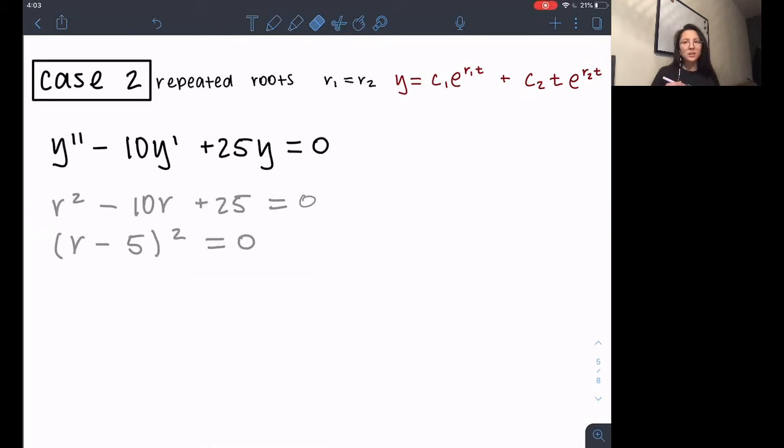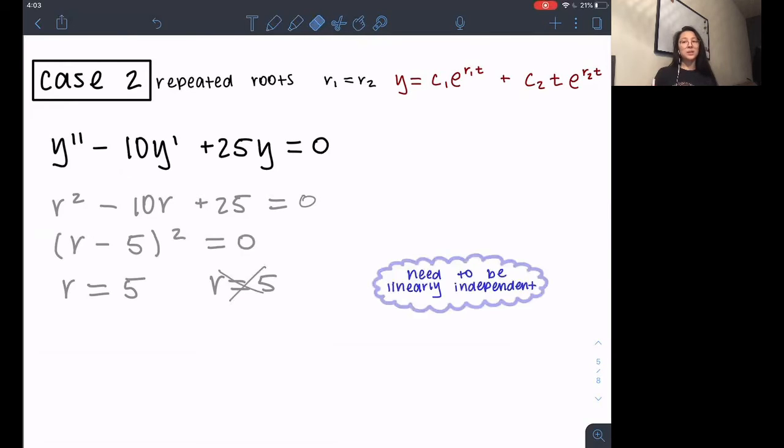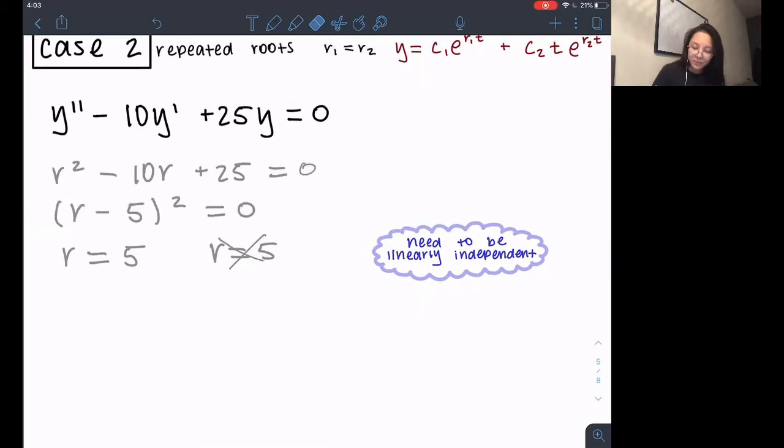So this is a repeated r, because if you solve for r, they're both going to be r equals 5, right? And we actually cannot have that, because they won't be linearly independent, and that's what they need to be in order to be a real solution. So we're going to set y1 equal to c1 e^(5t). And this is just coming from one of the r's. But we need to come up with something else for the second one.